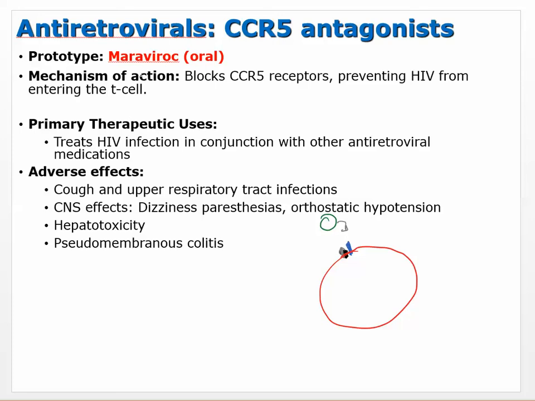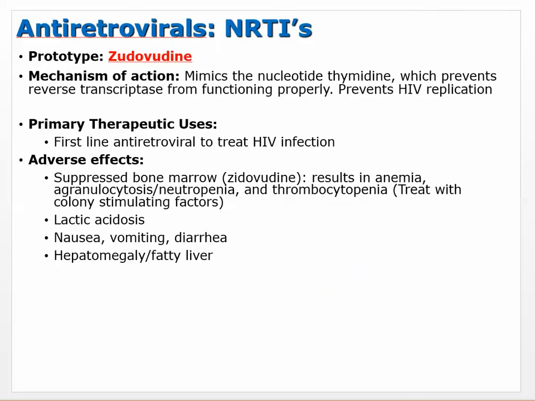Maraviroc is the drug. It blocks CCR5 receptors, preventing HIV from entering the T cell. Again, it treats HIV in conjunction with other antiretrovirals. Adverse effects: cough, upper respiratory tract infections, CNS effects, dizziness, paresthesias, orthostatic hypotension, hepatotoxicity. So this can be hepatotoxic, and pseudomembranous colitis. I'm not sure why that would occur, but it can occur. So that's associated with Maraviroc, which is kind of fun to say.